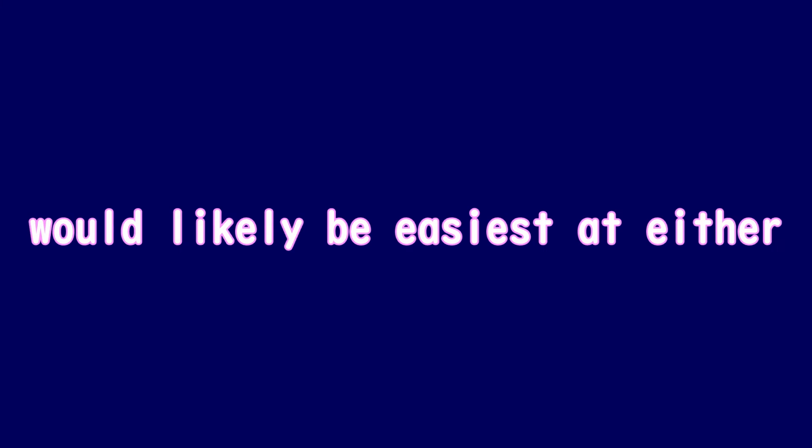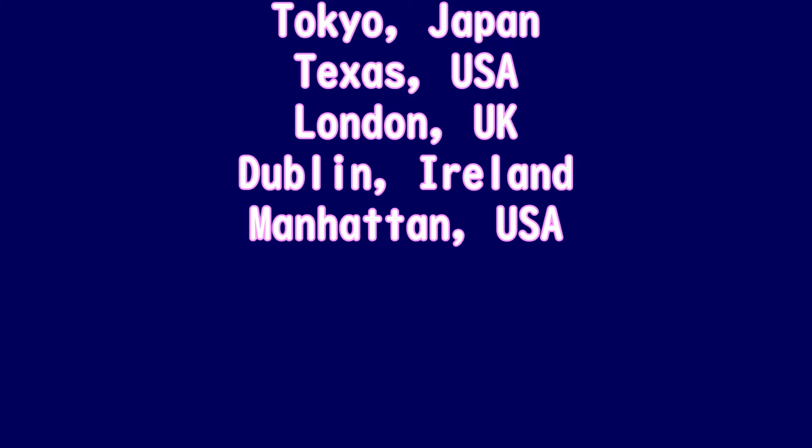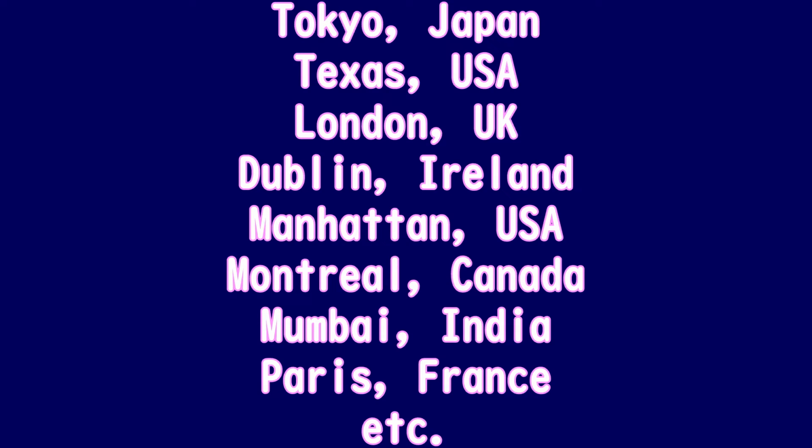Finding a job would likely be easiest at either Google or IBM due to their locations around the world. For example, IBM has quantum processors in Tokyo, Texas, London, Dublin, Manhattan, Montreal, Mumbai, Paris, and many more. This range of locations proves that there are quantum computers among us.